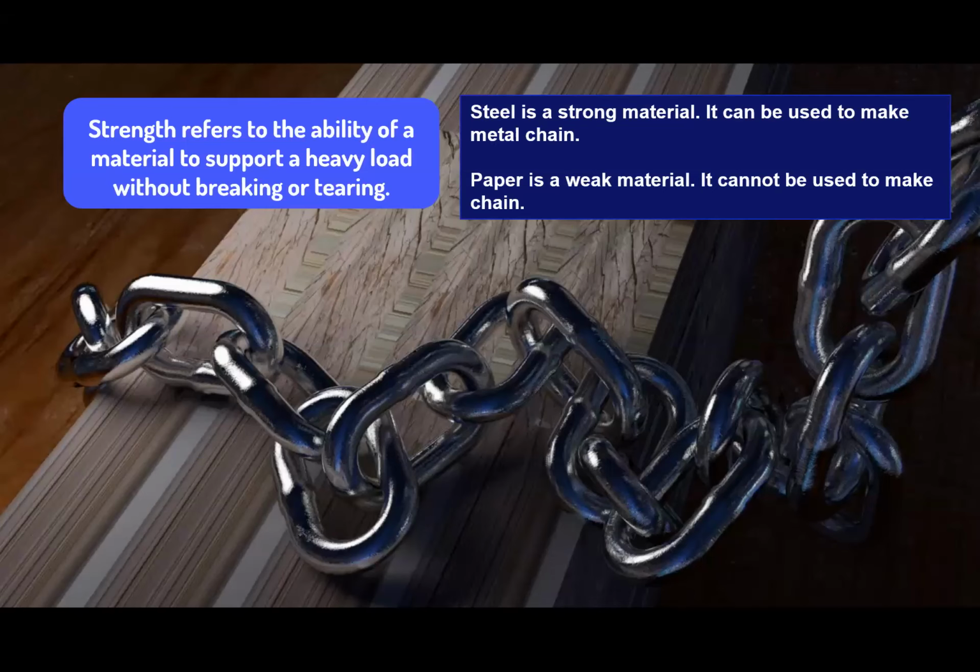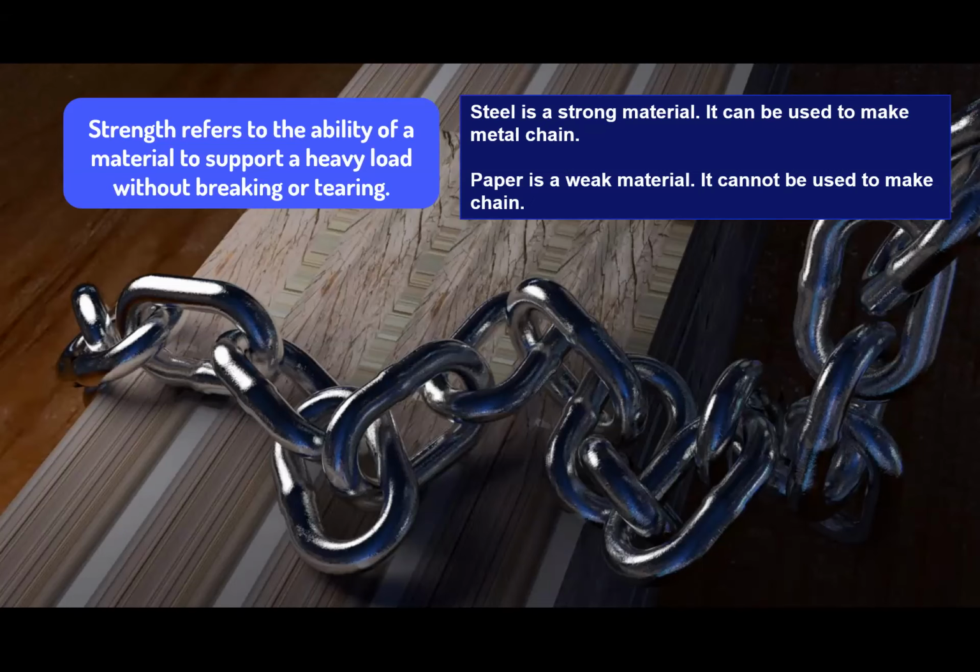Strength. Strength refers to the ability of a material to support a heavy load without breaking or tearing. At your house, you can find whichever material you want, like wood or rubber or plastic. If you try to let the plastic hold something heavy and the material were to break, this means it is not so strong. But a material like metal or steel is strong. It can hold wood. It can even be used to make a seesaw or string or swing.